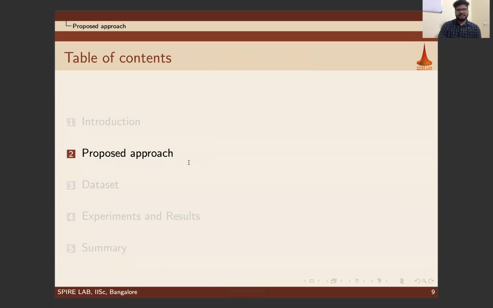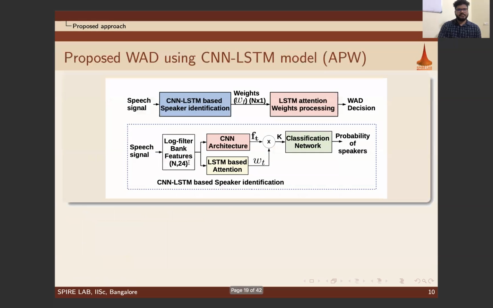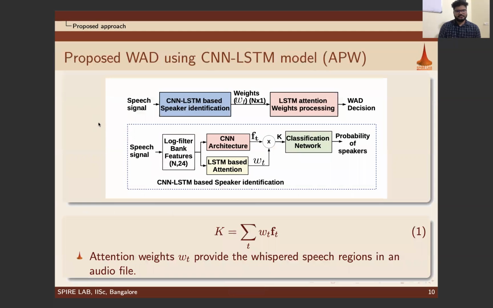So let's see how we handle these limitations in our proposed approach. In this paper, we proposed whisper activity detection using a CNN LSTM model. In this presentation, we call it APW, that is the attention pooling weights based method, for short. In any typical speech-based network, the attention block weighs the speech region higher than the noisy region, which happens in both neutral and whispered speech. However, particularly in whispered speech-based networks, we observed that these weights could be useful in making the decision.